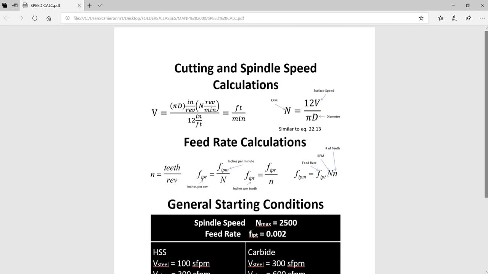Hey everyone, I just wanted to put together a quick video on how to calculate spindle speeds and feed rate. When we start programming, this becomes more important because we don't really have manual control over this. We have to tell the machine how fast we want our cutter to cut through our part. And that's going to depend on a few variables.